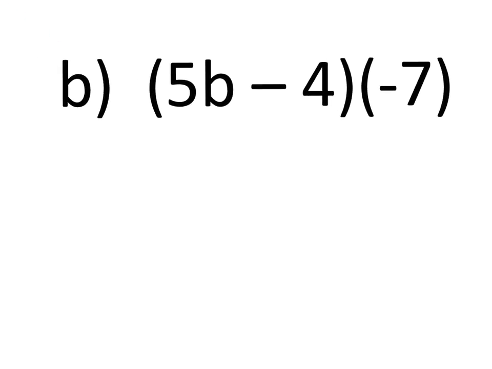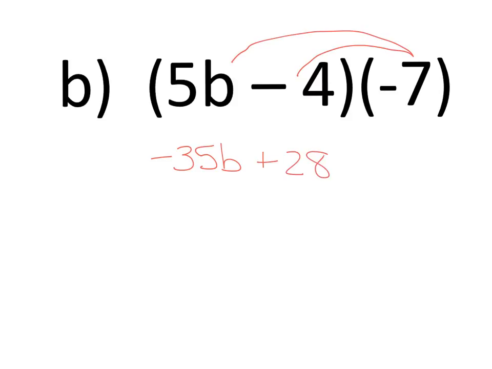Now, we don't care if the number by itself is front or back, so in this case, we're going to take that -7 and distribute it through to the 5b and get negative 35b. And then we're going to take the -7 and multiply it by the -4. A negative times a negative is a positive 28. And that would be your final answer.